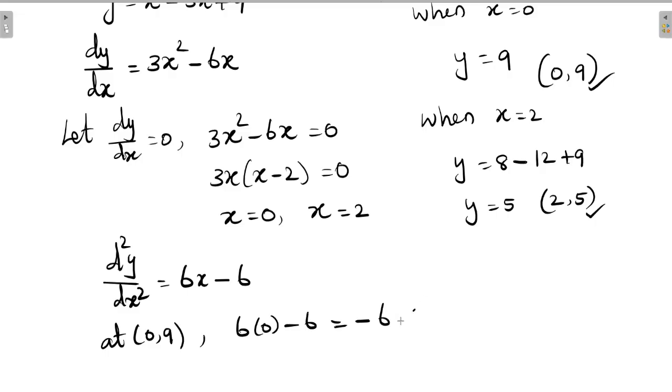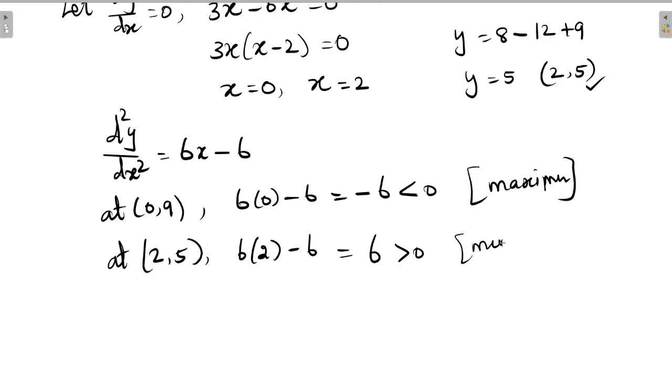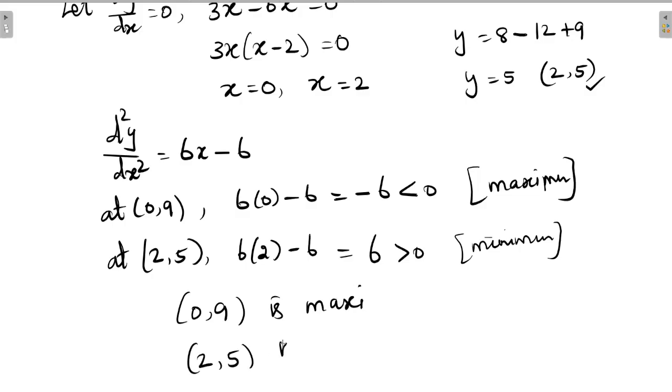Minus 6 is less than 0, so the point is a maximum. Then at the next point (2, 5): 6 times 2 minus 6, which is 12 minus 6 is 6, which is greater than 0. The point is a minimum. So the nature of these stationary points: (0, 9) is a maximum point, and (2, 5) is the minimum point.